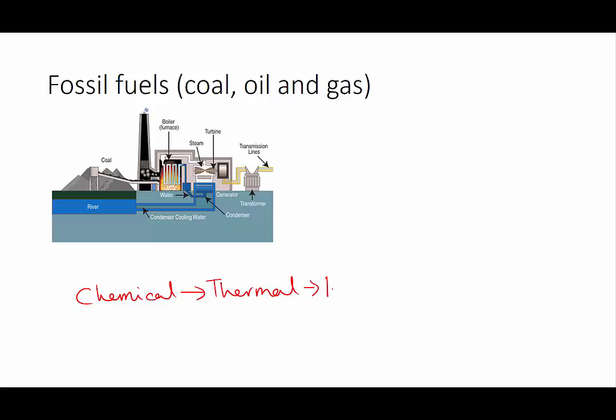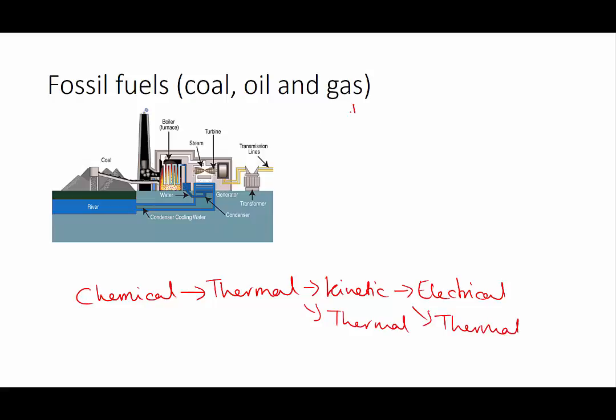We take that heat energy and heat water with it, and the water turns into steam, which moves through a turbine and turns the turbine, so it produces kinetic energy. The turbine then turns a generator, which generates electrical energy. And at each stage, there's some waste energy as thermal energy.